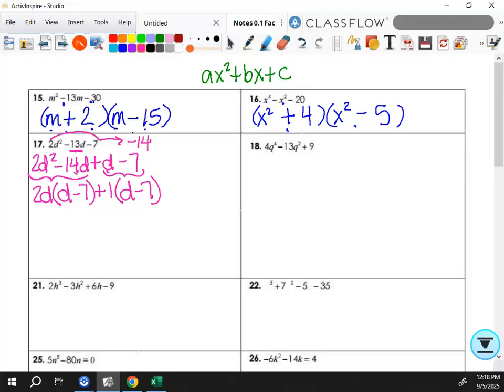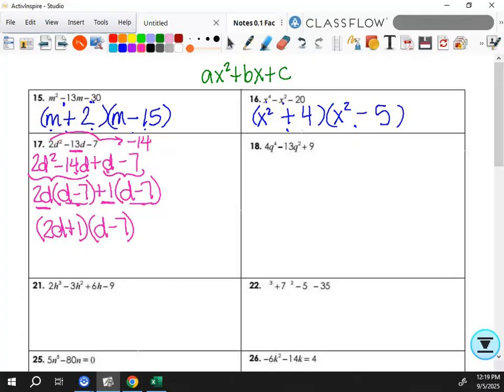So then I've got this 2d plus 1 that I'm going to make into a little binomial. And then I have this d minus 7. I have to make sure that what's in my parentheses matches. If they don't match, then either I did something wrong or it's not going to factor. And then this is d minus 7. And then we are completely factored. Okay. Any questions? We good? We're just knocking some cobwebs off maybe?